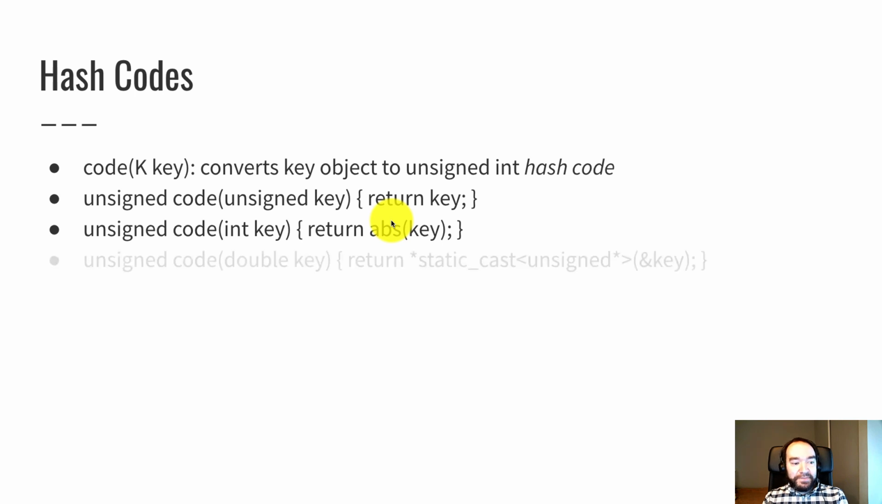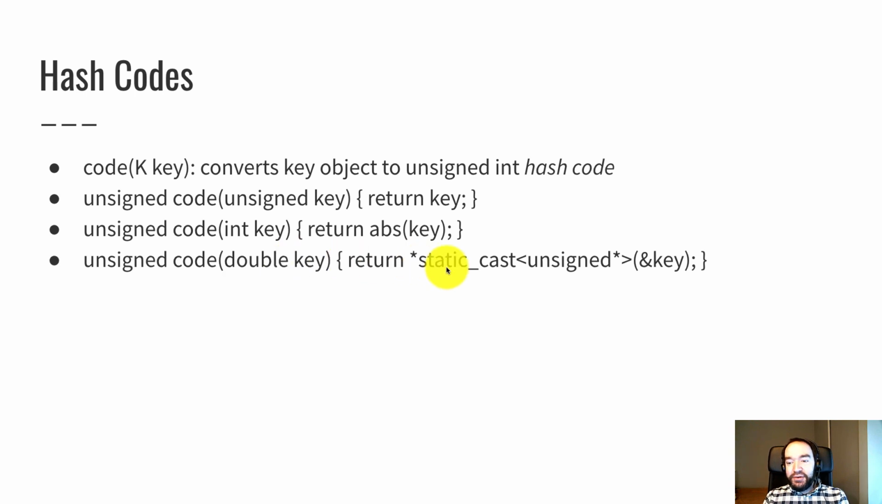For a double, which is a floating point type, it's definitely not an integer. It could have a fractional part. There are a few ways of doing this. One way we can do this is just look at the bits in the double and treat it as if it was an integer, even though it's really not. So if we take the address of the key, that gives us a pointer to a double. If I cast that into a pointer to an unsigned, then I'm looking at the bits of the double floating point number, telling the computer to pretend they're an unsigned integer even though they're not, and then dereference it. That gives me that value. So it's a little bit ugly. I'm using pointers here, but it does work.